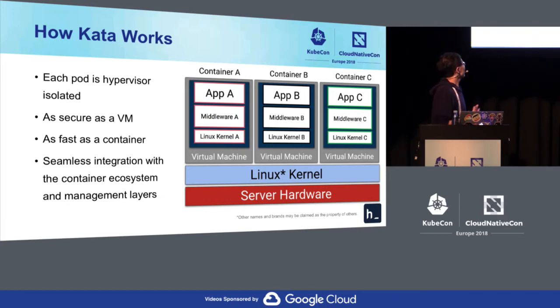And Kata will integrate seamlessly with the existing container ecosystem because we support the OCI specs, and we try to implement runC-compatible command lines. Also we have a runtime library that is identical with the CRI semantics, and this makes it work with Docker and also Kubernetes.